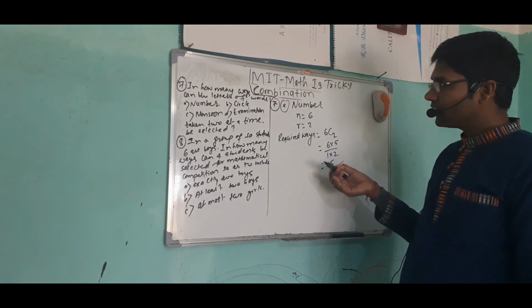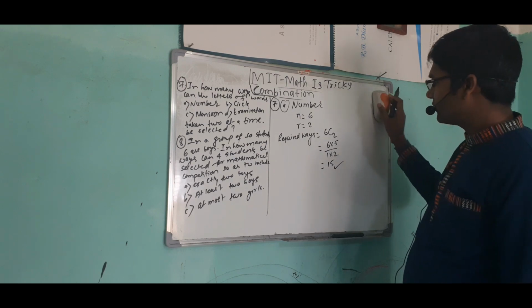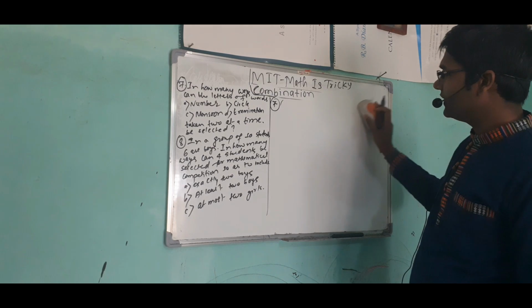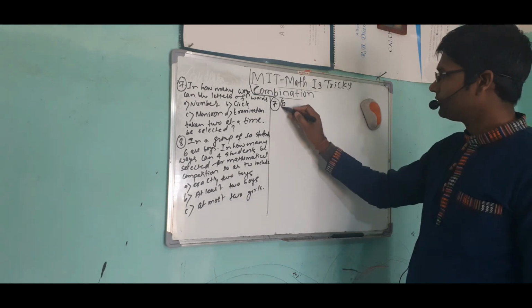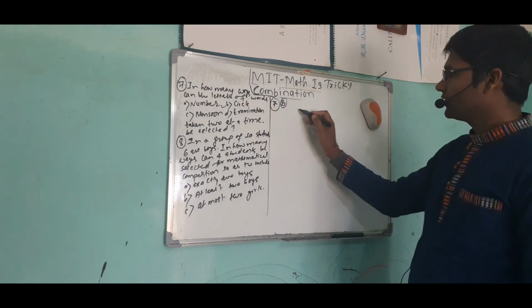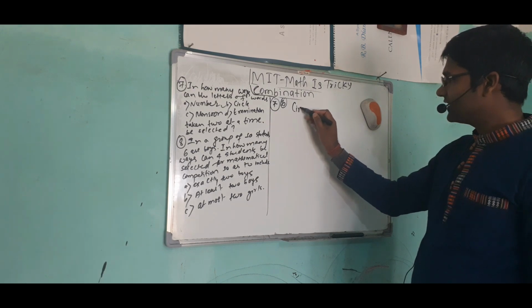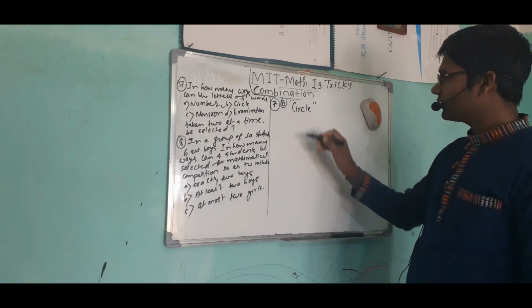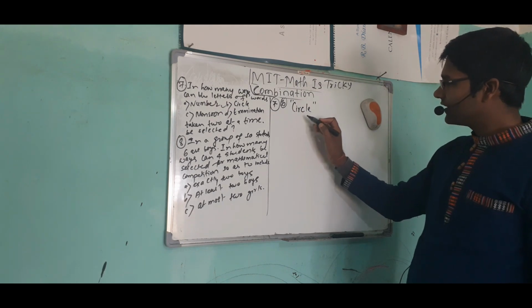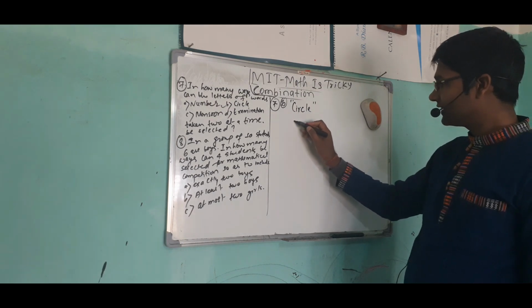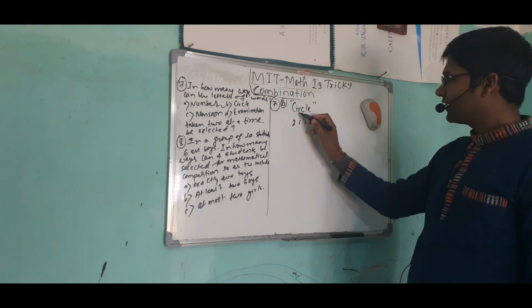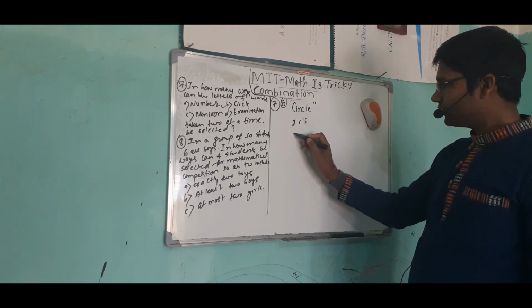So let me solve one problem and explain it. Let's move to question number 7B. Here the word is CIRCLE, circle. So how many letters are here? We can see 2 C's, then I, then R, and then L and E.